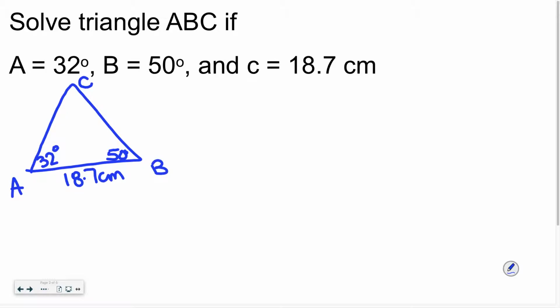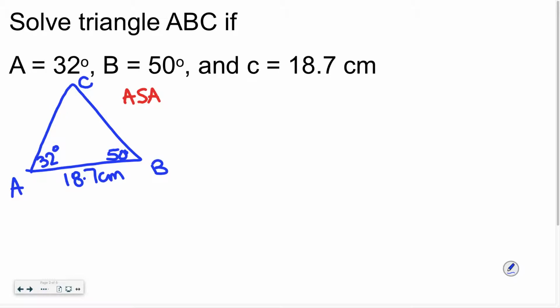Okay, so look at our triangle. We know two angles and we know the side in between. And so this is an angle, side, angle triangle. We know two angles and the side in between. And since it's an angle, side, angle triangle, we know that we could use the law of sines to figure out what the rest of the triangle is.